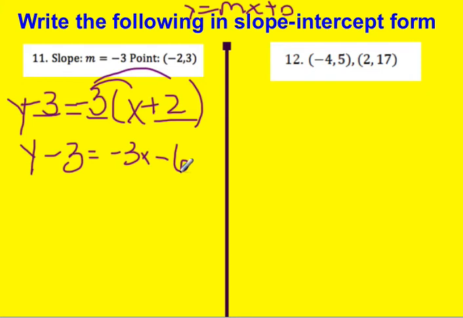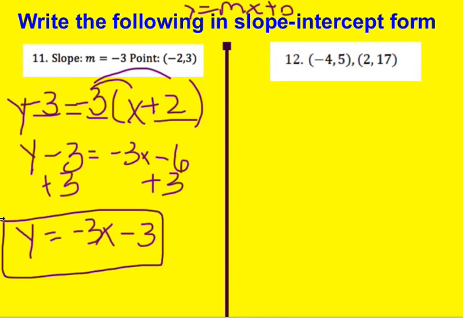Okay, so now the last thing I need to do to solve for that y is I need to bring that -3 over to the other side. So then y is equal to -3x, and then -6 plus 3 is going to give me a -3. So your answer is y is equal to -3x minus 3. Let's go ahead and take a look at number 12. So I need to calculate out the slope.